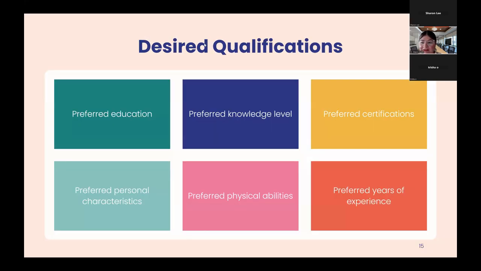So what does desired qualifications mean? So thank you for participating, by the way. It adds so much value to this recording and to the learning taking place. So desired qualifications, this means preferred education, preferred knowledge level, preferred certifications, preferred personal characteristics, preferred physical abilities, preferred years of experience. So same question. Which of these have you seen missing in your past experience with the job description?